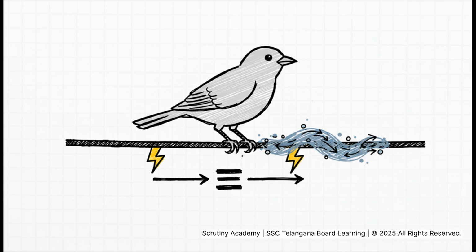For a current to flow, you must have a potential difference, a difference in that electrical pressure. Since both of the bird's feet are touching the exact same wire, they're both at the same, very high potential. But there's no difference in pressure between them, so the electricity has no reason to take a detour through the bird. It's the perfect final example. It shows that to really understand electricity, it's not just about how much power there is, it's all about the difference.